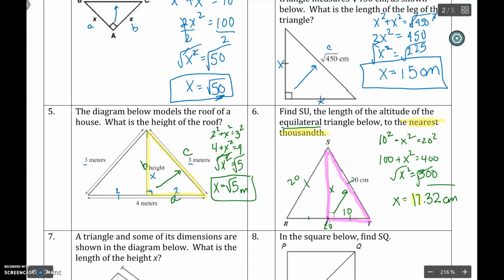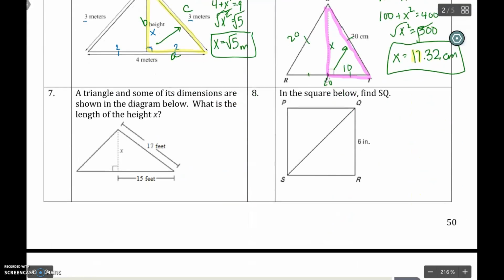And it would be centimeters. All right, number 7, same thing. We've got a right triangle here. So this is the right angle. 17 would be C. And so we would do x squared plus 15 squared equals 17 squared and solve.